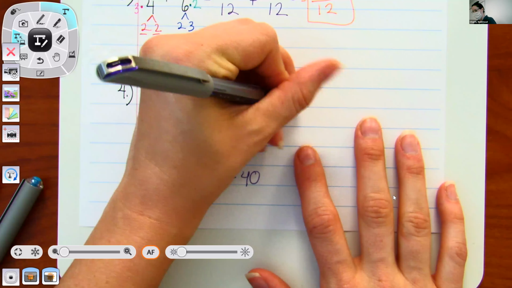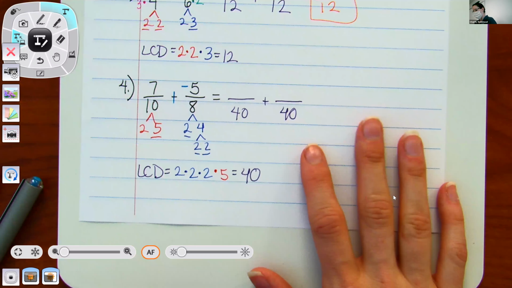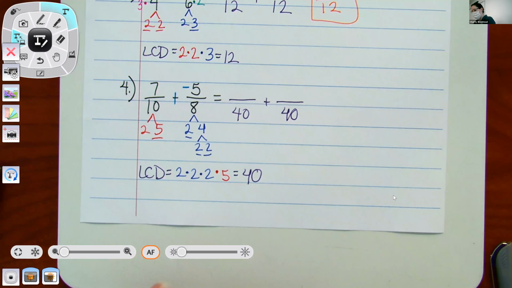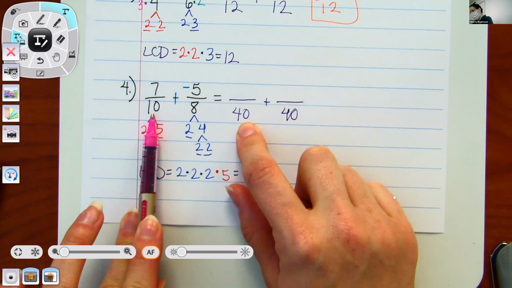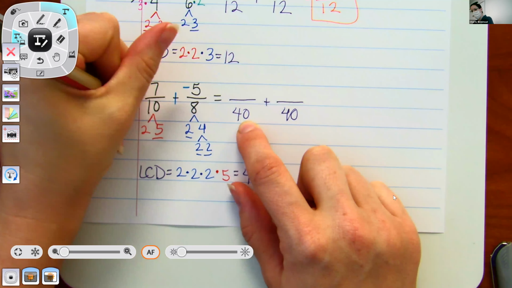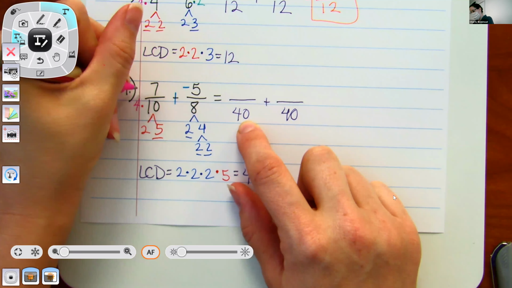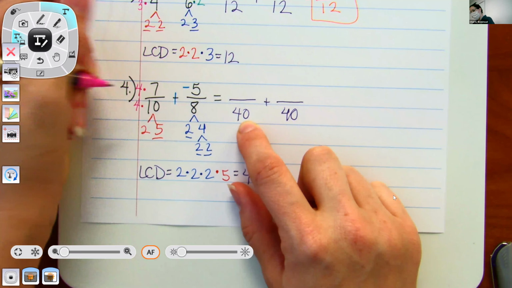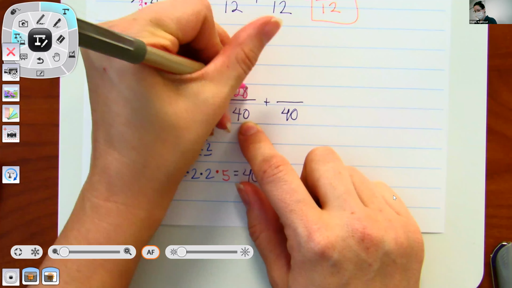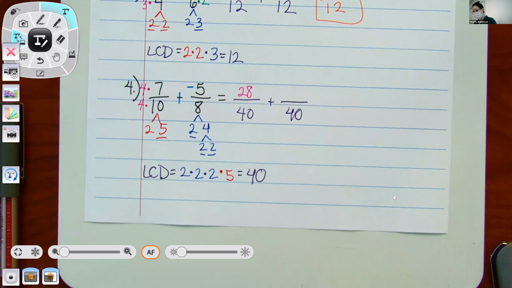Okay. So you're going to ask, what do I multiply with this 10 to equal 40? That'll be 4. All right, 4 times 7 is 28. So when you ask yourself this question, there needs to be an answer. Meaning, if there is nothing to multiply with this to equal that, then you have the wrong LCD.